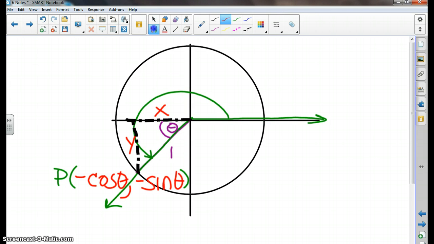Now that doesn't mean that I need to type in that negative. It means that if you take the sine or cosine of anything that lies between 180 and 270 degrees, your answer will be a negative number.